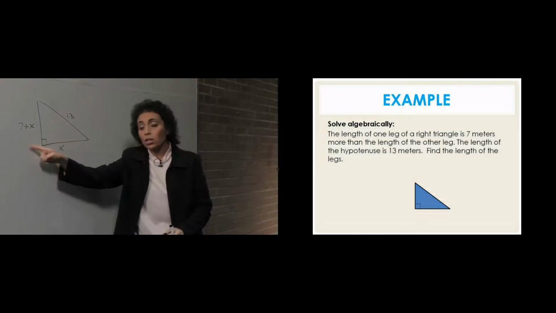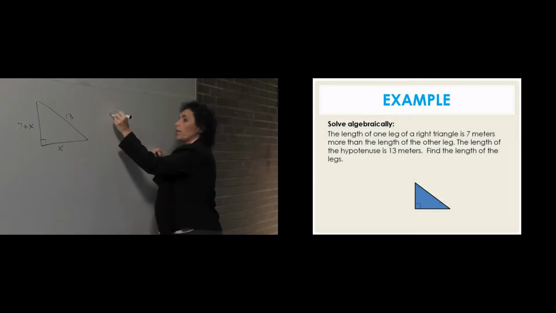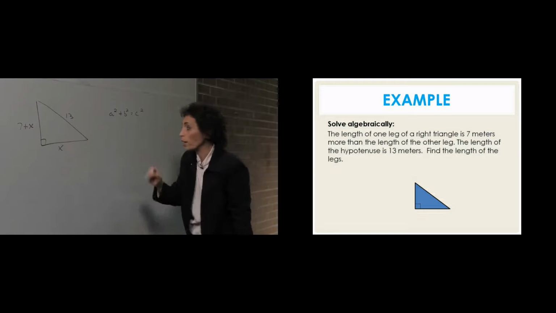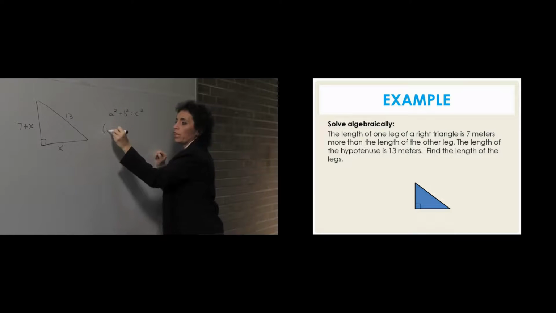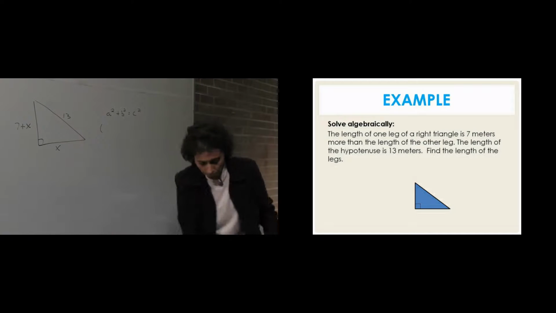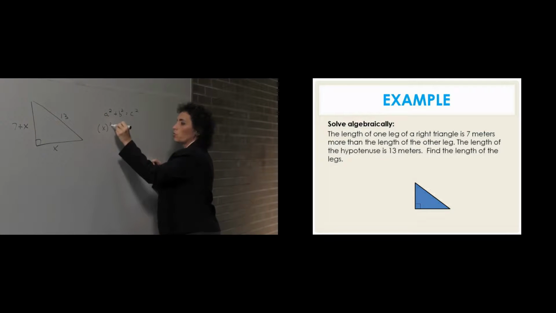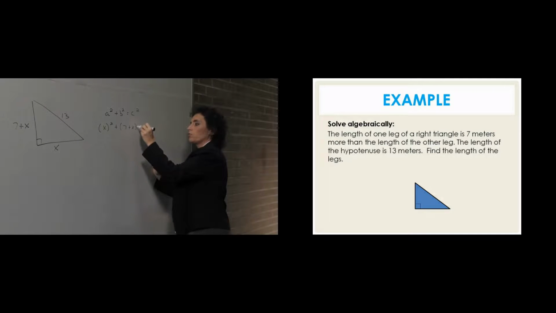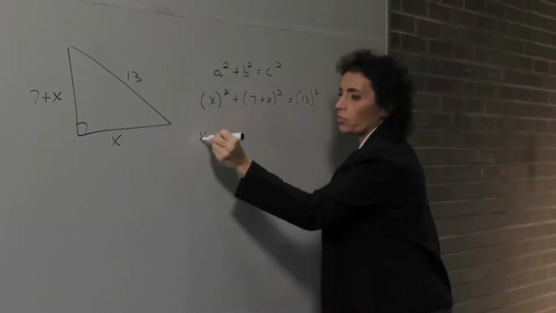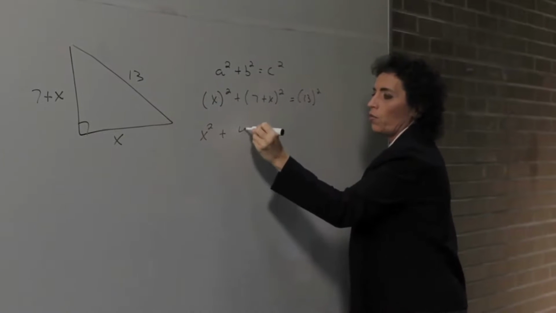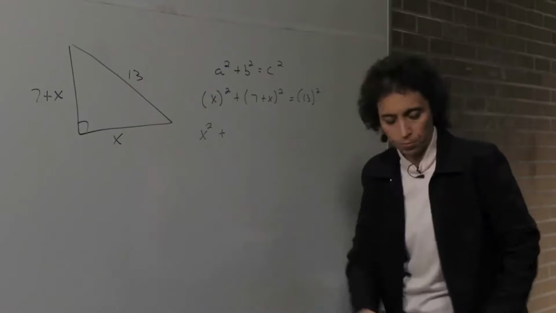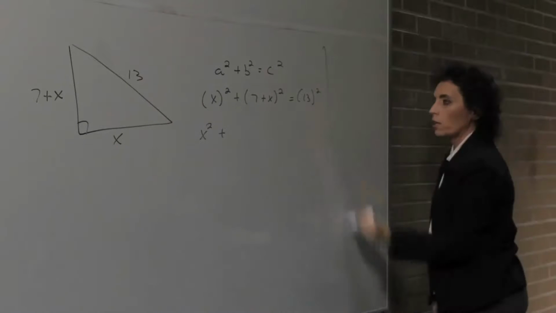So we have to find x here. Well, it's a right triangle. We know that a squared plus b squared equals c squared. That's what's true about the legs of a right triangle. So now we're going to plug it in. Doesn't matter which leg we make x. Okay, here we go. x squared plus x plus 7 squared equals 13 squared. So this is x squared. This is 49. Well, I shouldn't do that. Let me write this out for you so you see it. x plus 7 squared.